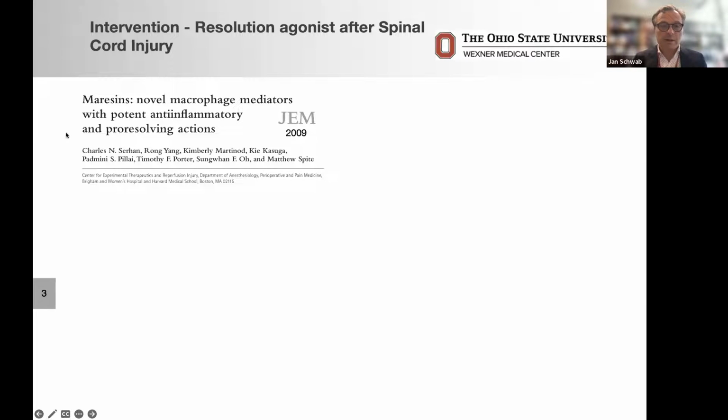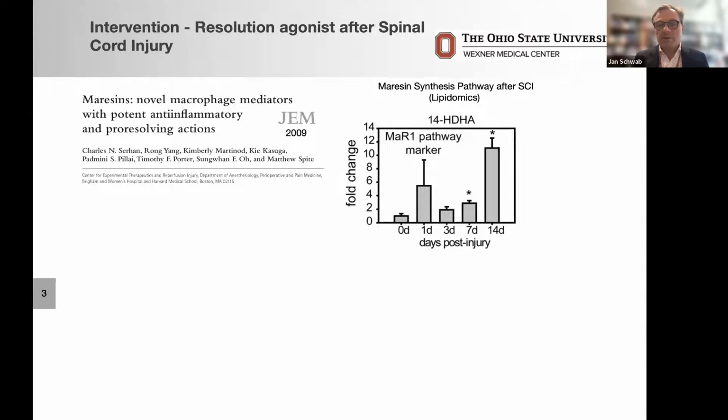They have been developed by a mentor of mine, Charles Serhan, in Boston. So is this maresin synthesis by any means affected after spinal cord injury? If you look here at lipidomic data, looking for maresin synthesis pathway markers, we can see that maresin is actually not induced over the first 7 days.